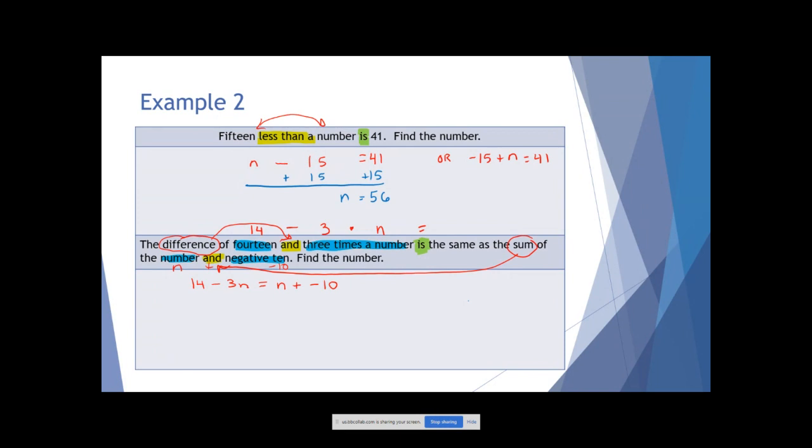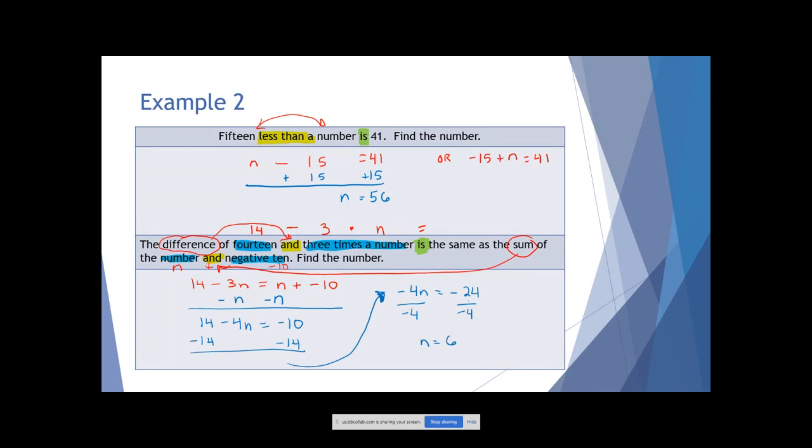So now that I've translated this, now I need to actually solve in order to find the number like it tells me to. So I like to have my variables on the left, so I'm going to subtract n from both sides. So I get 14 minus 4n equals -10. Now I'm going to subtract 14 from both sides. And then, because I don't have a lot of space here, I move kind of up to the right here. So that gives me -4n equals -24. Now I divide everything by -4. We get n equals 6. So the number is 6.